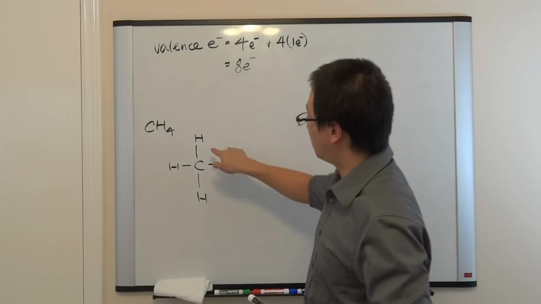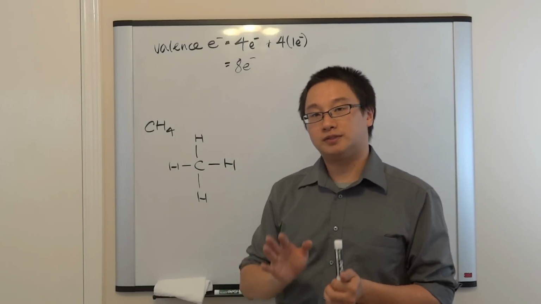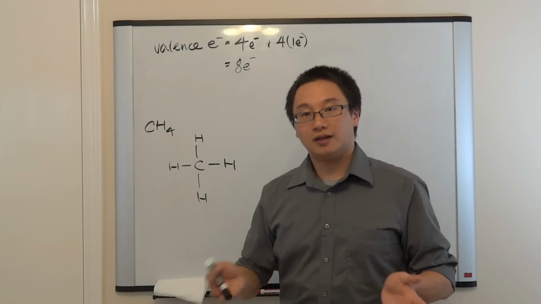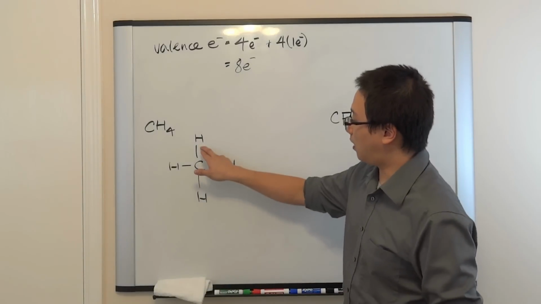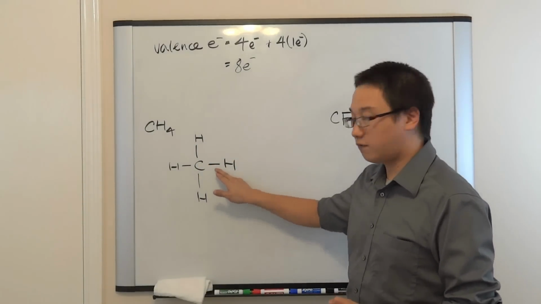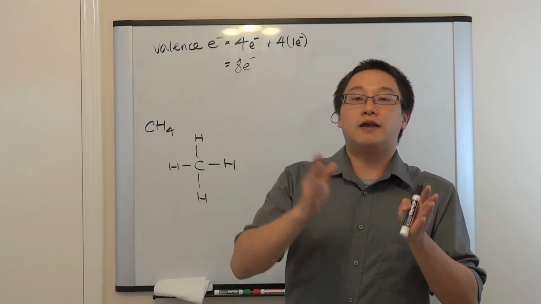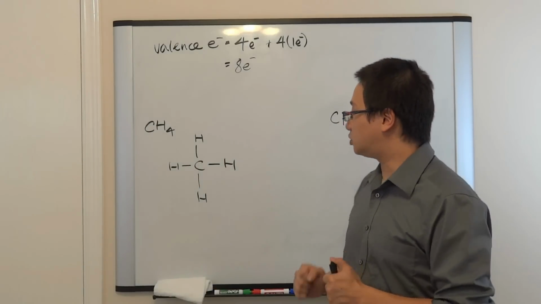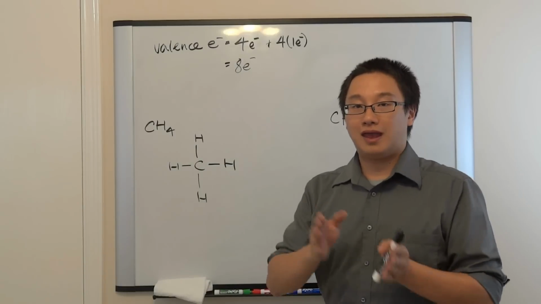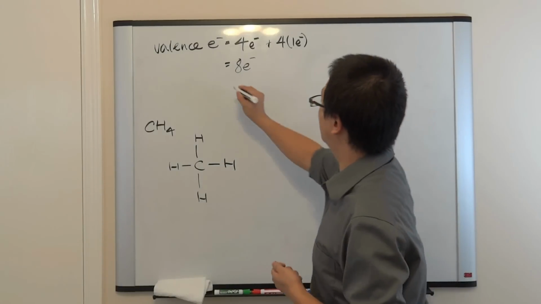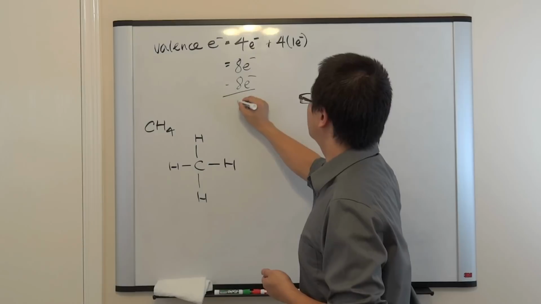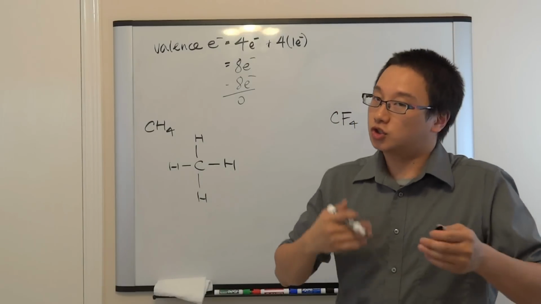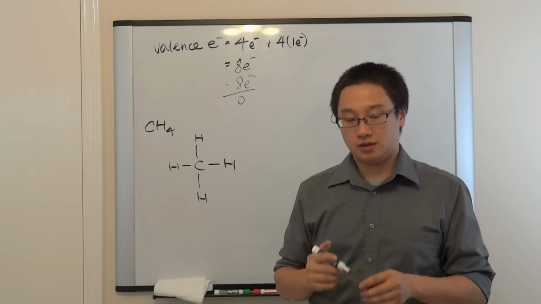If we look at these bonds, each bond represents 2 electrons. That means each line right here represents 2 electrons. Let's count how many bonds we have here: 1, 2, 3, and 4. If each bond has 2 electrons and we have 4 bonds, that means we have drawn all 8 electrons. So we have 0 electrons remaining. That doesn't mean we have a problem. It's just showing how many electrons we have left.